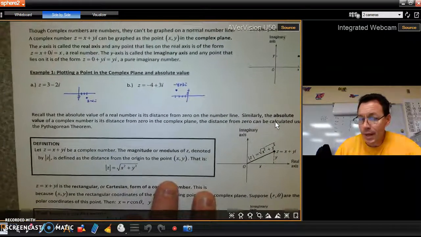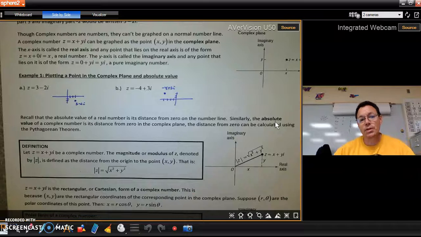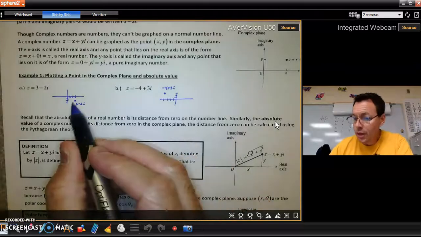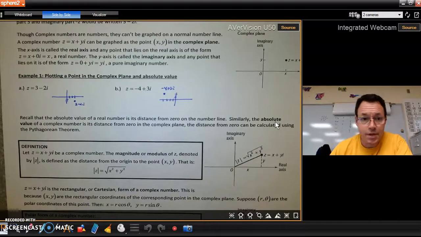Now, with numbers, we have something called absolute values. Absolute value simply means the distance from that number to 0 on a number line. So if you've got a number line with 0, 1, 2, 3, and -1, -2, -3, 3 has an absolute value of 3 because it's 3 away from 0. -3 has an absolute value of 3 because it's 3 away from 0. That's all absolute value means: how far is it from 0. So these two numbers that we just plotted, those have absolute values.